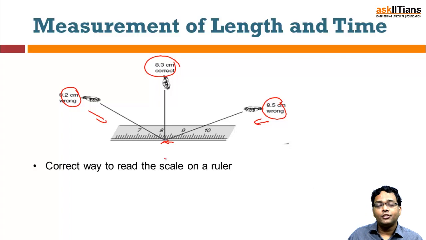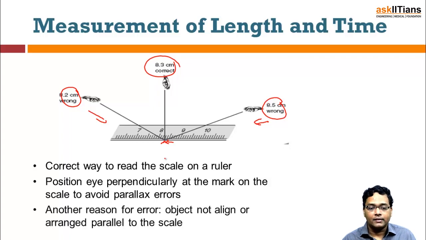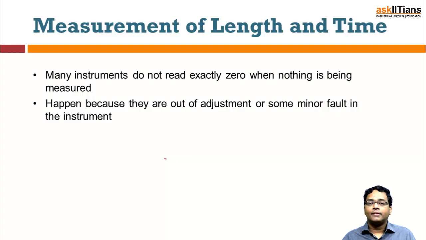But if you have measured all the values looking from the left or from the right or from both, in that case that's a systematic error, and you cannot remove it even while averaging out all your measurements. So the best way to measure, you place your eye perpendicular to this, and that's going to avoid the parallax errors.